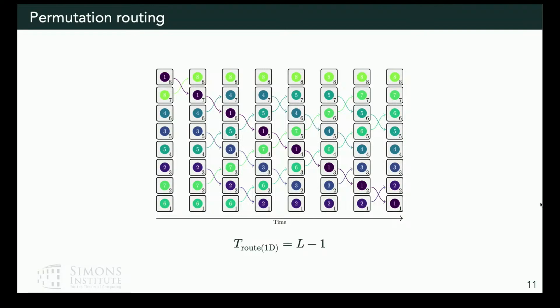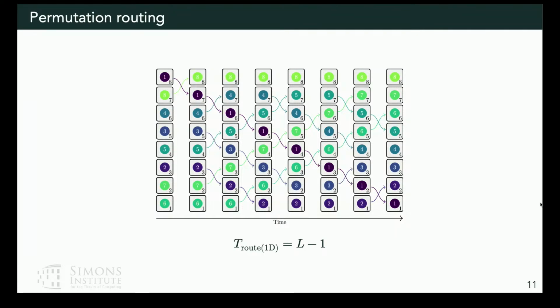Well, I can route on the line quite straightforwardly. To route on a line graph, I just need to use what's known as an even-odd sorting network. This is from Knuth's book. You'll notice here that the time is actually optimal. The longest distance that any pebble needs to travel in a permutation is L-1, and that corresponds to shuffling this number 1 pebble all the way to the end.